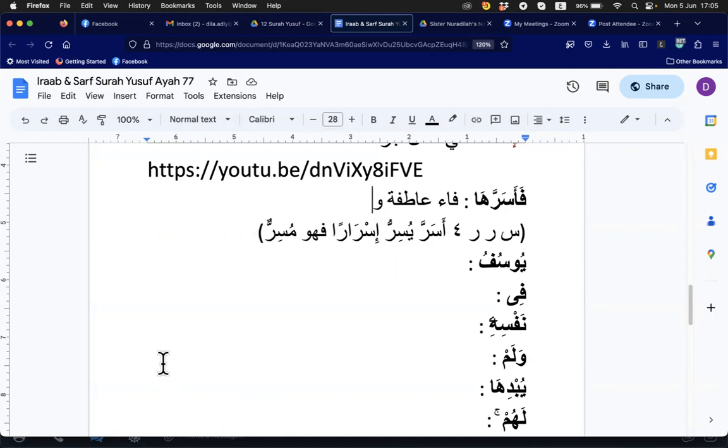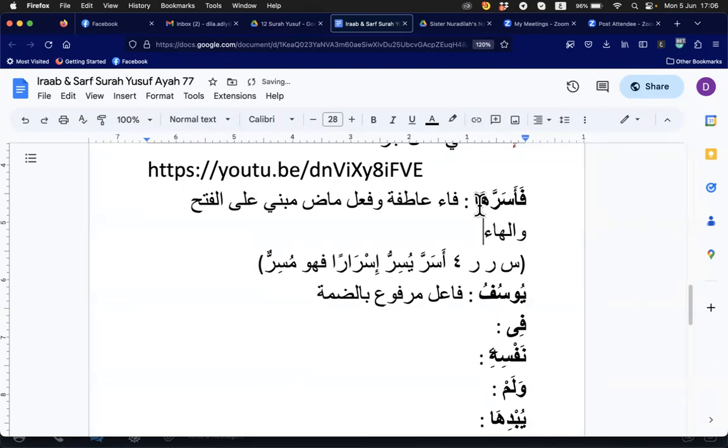So that is a fi'l madi, mabni ala al-fath, and then the fa'il is Yusufu, outside. This one will be fa'il, marfu' bi dhamma. Then we have our ha at asarra. What do I say now? The ha is a dhamir muttasil fi mahalli nasb maf'ul bihi. Good, I forgot about it. Usually we do fi'l, fa'il, so we must remember to come back.